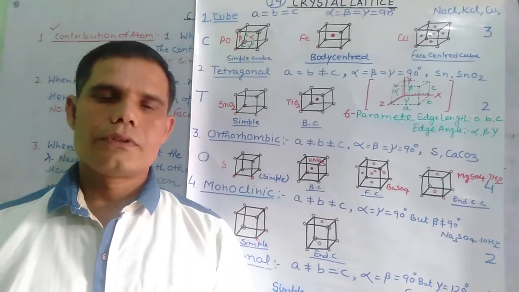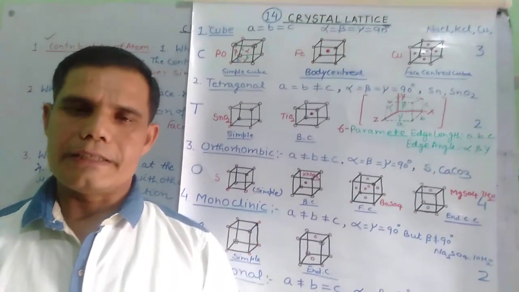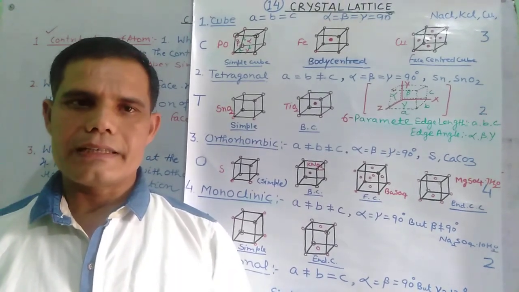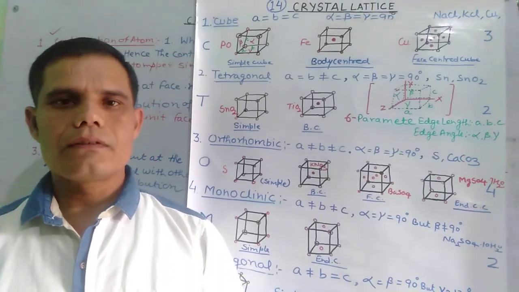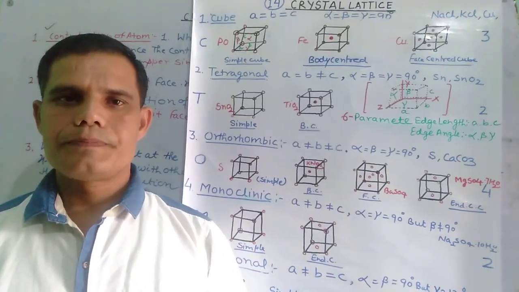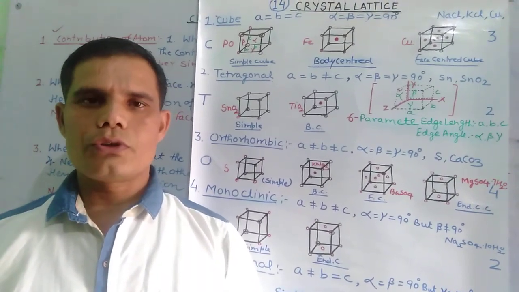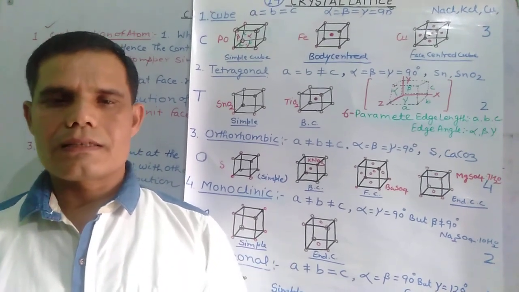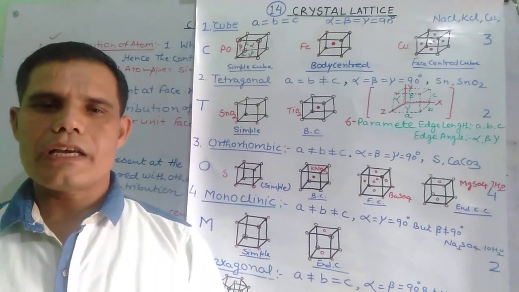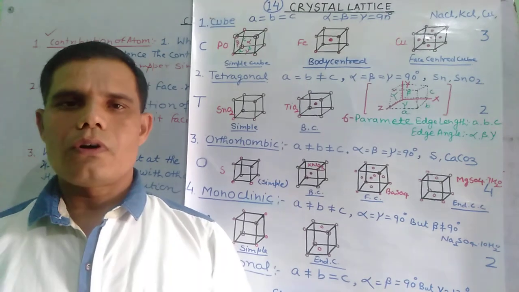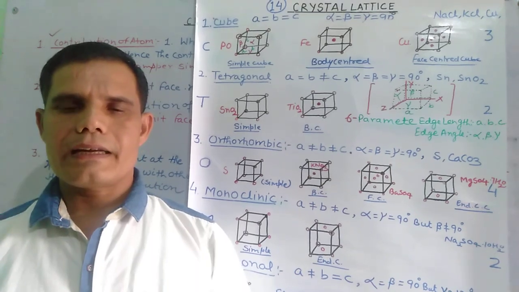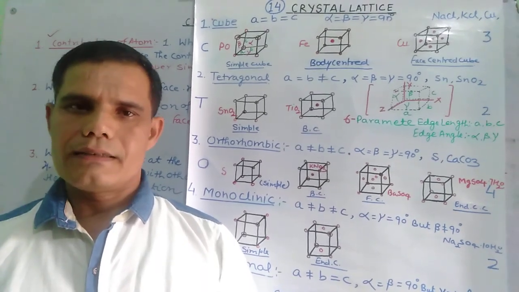We will carry on the chapter solid state. In solid state, crystal lattice or the space lattice can be defined as the 3D arrangement of atoms, molecules, particles in a space. To show the geometry is called crystal lattice, and the unit cell is the smallest repeating pattern of a crystal lattice which shows all the properties and characteristics of the crystal lattice.